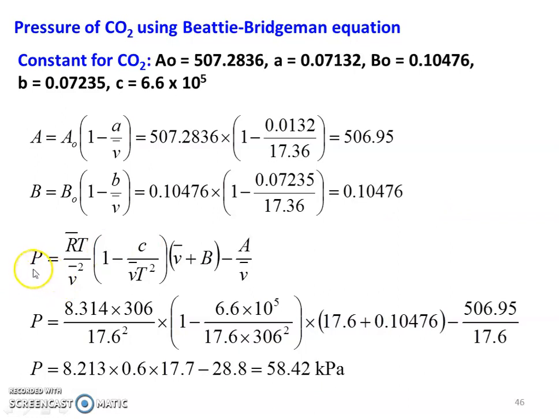So, pressure P equal to R bar into T divided by v bar square into 1 minus c by v bar T cube, into v bar plus capital B, minus capital A by v bar square. Substituting all the values: R bar 8.314, temperature 306, v bar 17.6 square, into 1 minus c, small c equal to 6.6 into 10 power 5, divided by v bar 17.6 and T 306 cube, into v bar 17.6 plus B equal to 0.10476, minus A equal to 506.95 divided by v bar 17.6. So using the calculator, the first term 8.213 into 0.6 into 17.7 minus 28.8 equal to 58.42 kilopascal. So the pressure using the Beattie-Bridgeman equation is 58.42 kilopascal.